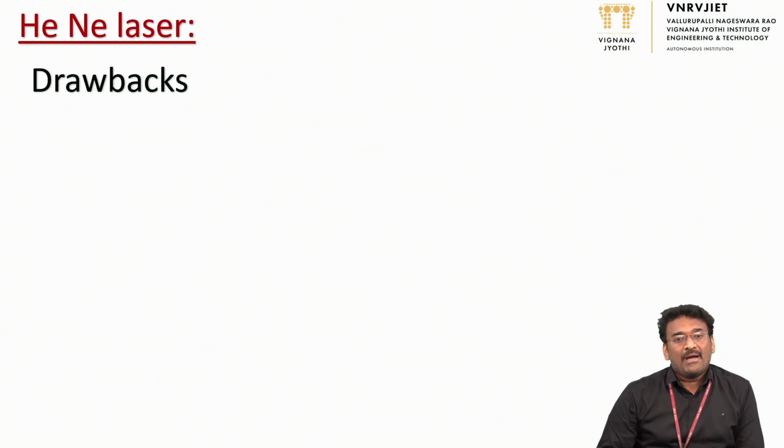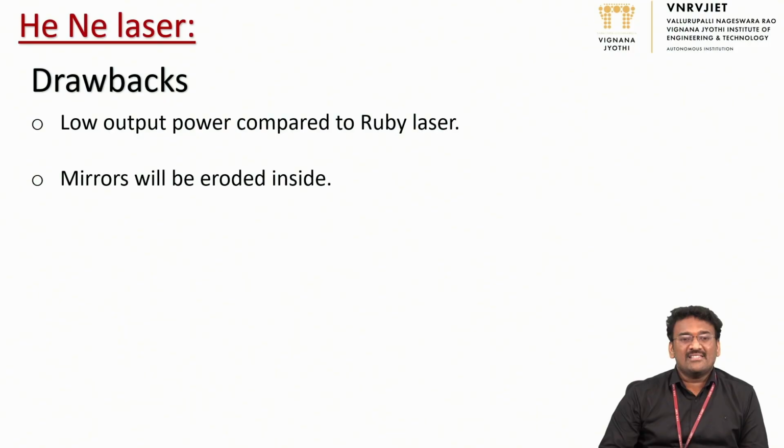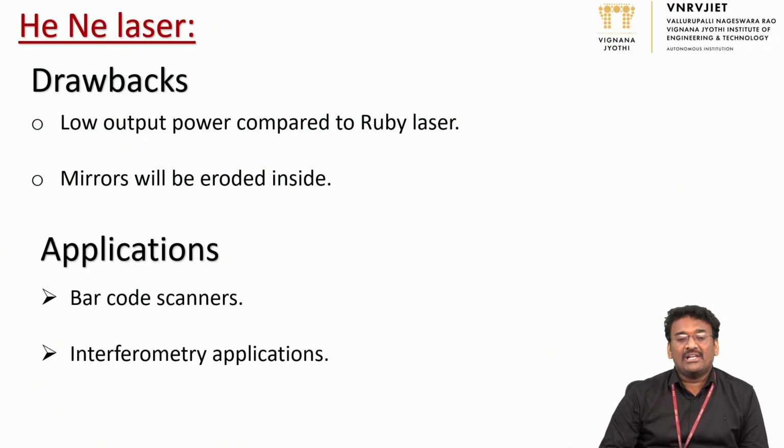The major drawback of the helium neon laser is that the output power is low compared with the ruby laser. Over a period of time, the mirrors will be eroded and become weak because of the continuous collisions and the discharge. But we have a facility: we can place them outside by placing the windows at Brewster's angle. The major applications of the helium neon laser are barcode scanners and interferometry applications.